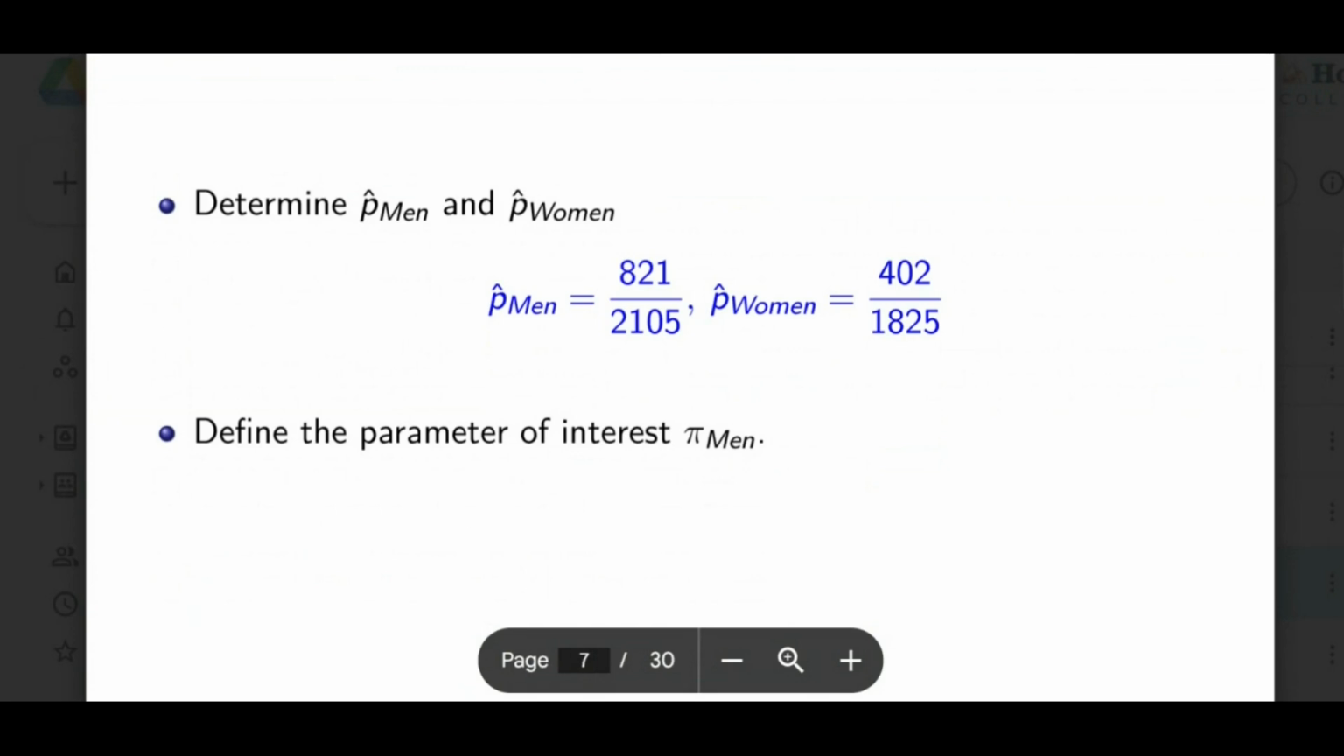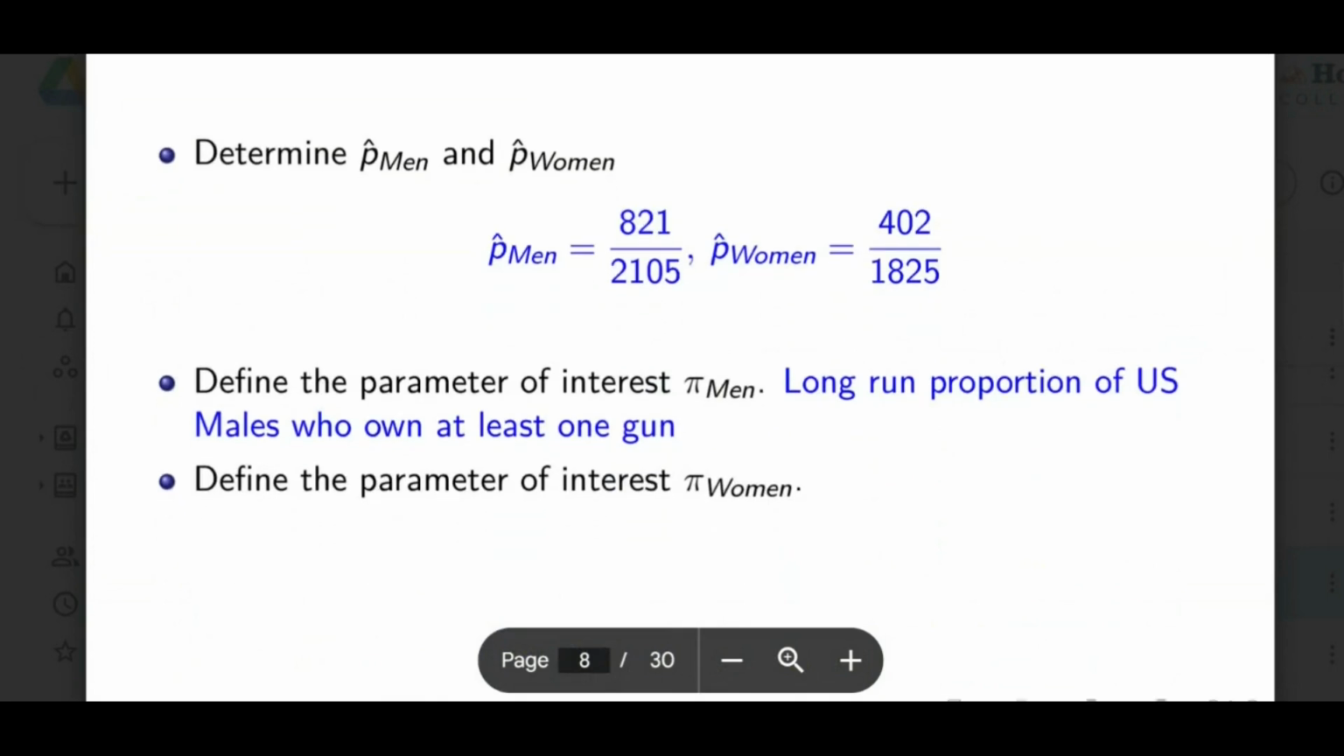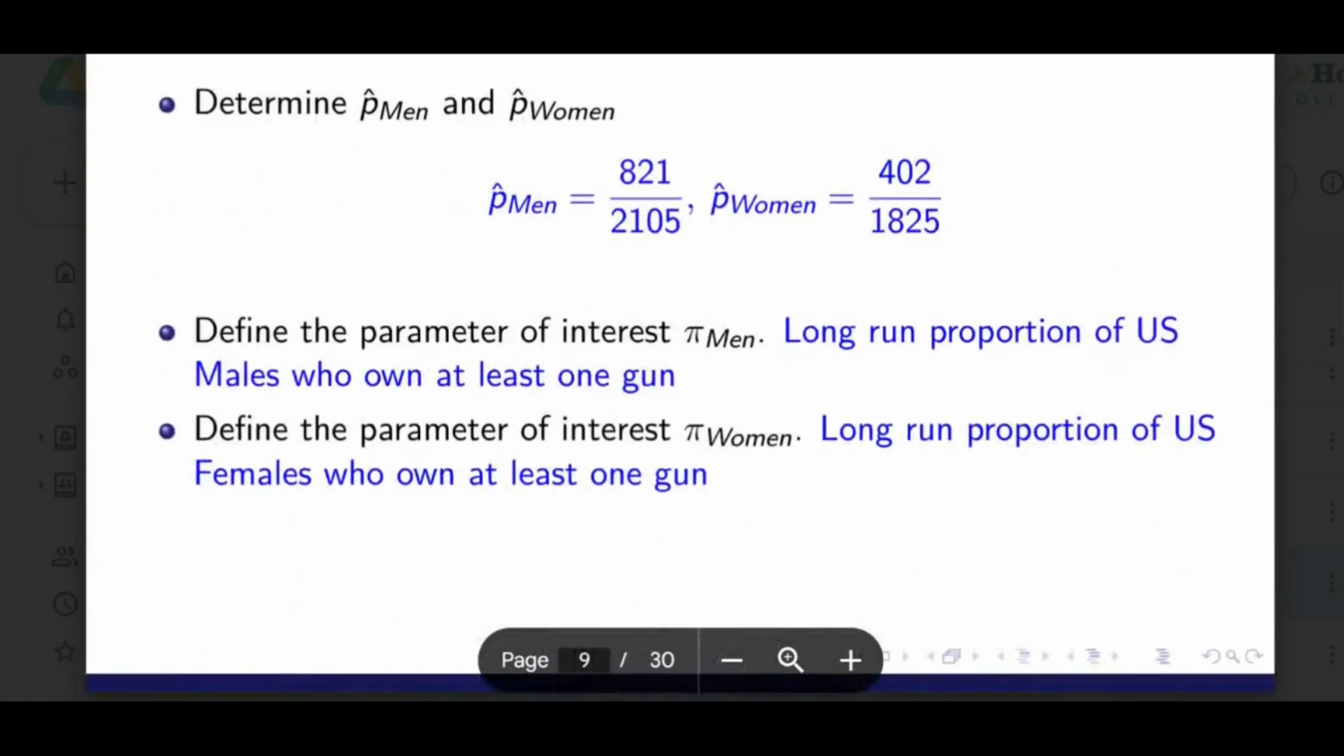Was that very hard? No. That's why all the foundation has been built, and now class will actually become quite exciting and fast, because there's hardly any new things anymore. It's just that now it works in groups. So the long run proportion of US men who own at least one gun. You just have to slot in the word men. Previously, it said long run proportion of people who own at least one gun. Now it's still a long run proportion, but now it's for the men. Of course, pi women is just changing one word. Long run proportion of US females who own at least one gun.